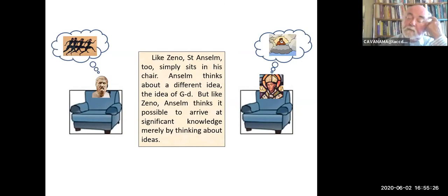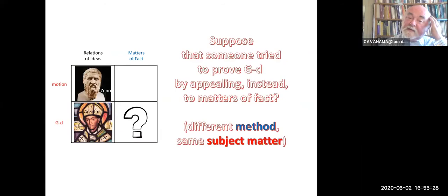Now, suppose you wanted to prove the existence of God, instead of the way St. Anselm does it, by dealing not with relations of ideas, but with matters of fact. Whereas with respect to St. Anselm, Zeno had the same method, different subject, now we're talking about having a different method, same subject. So you want to argue for God, but you want to do so by the method of matters of fact rather than relations of ideas.